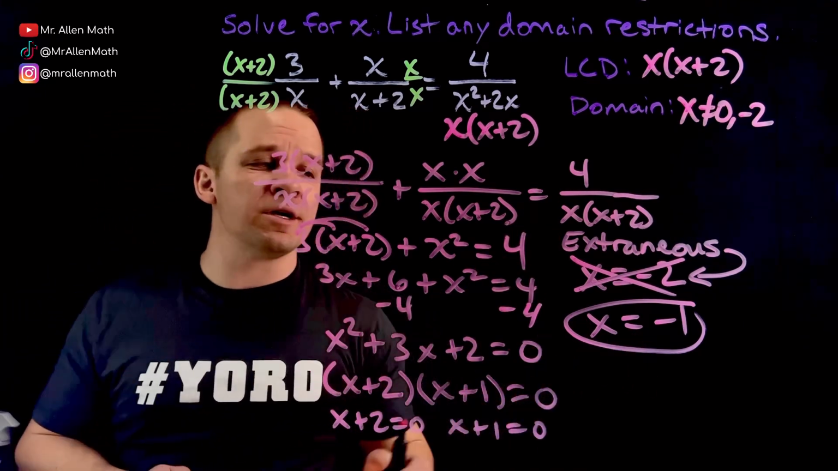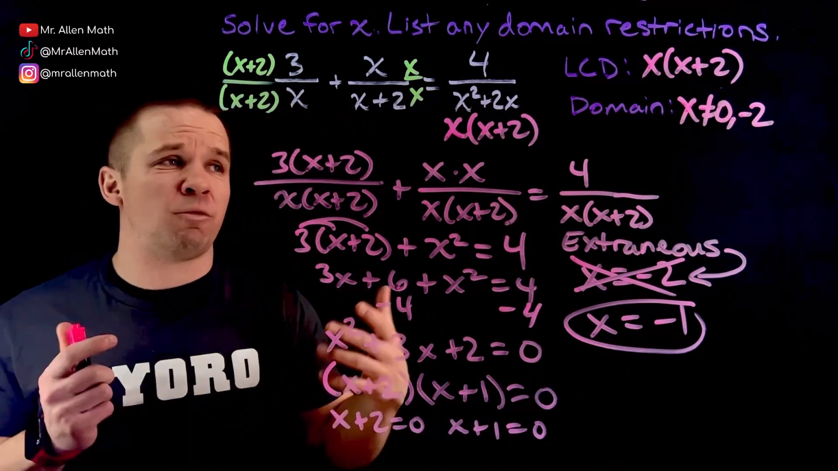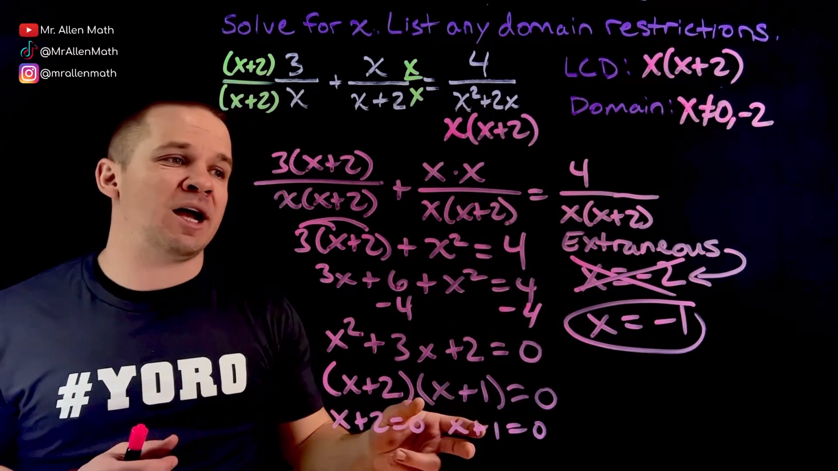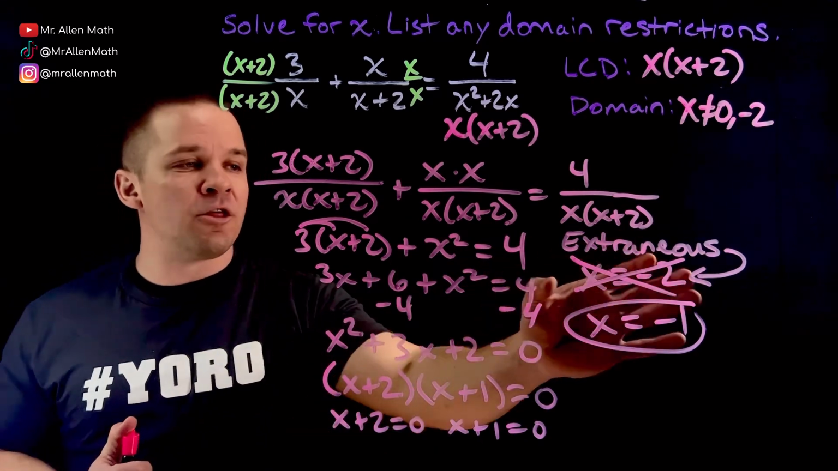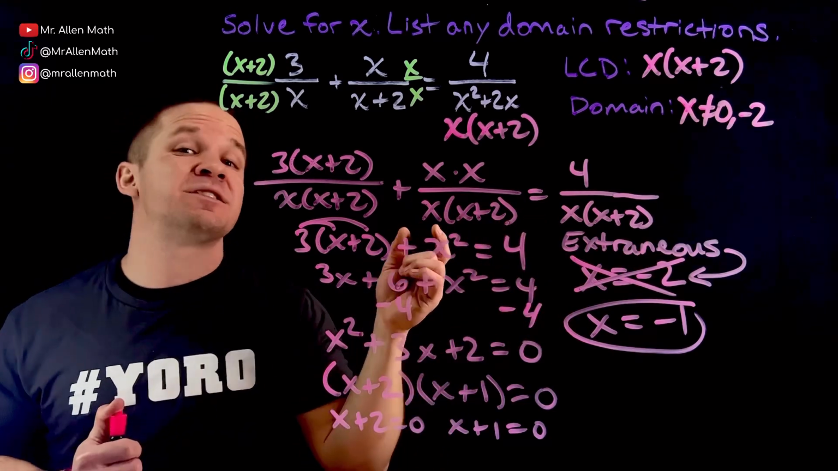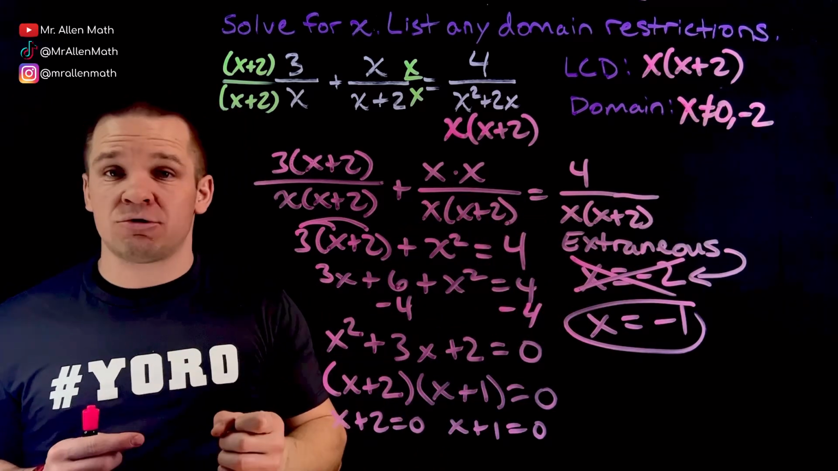All right, our only working solution here for this one is going to be that x equals negative 1. That's it. That's the only one you should write on your answer line or circle or whatever it is. The other one is not a working solution. It is an extraneous solution. That's dope. I've said extraneous enough, I think.